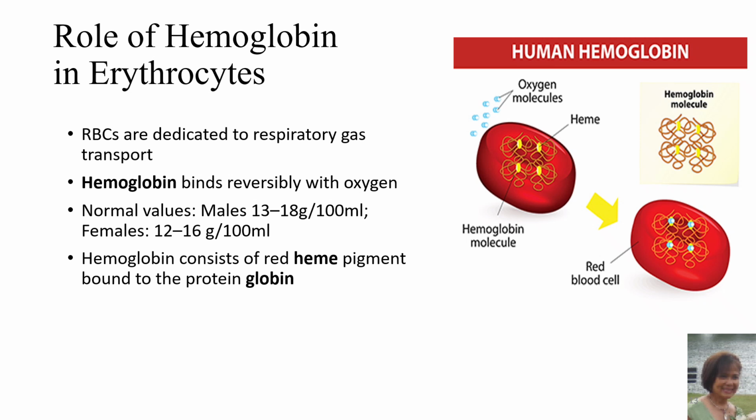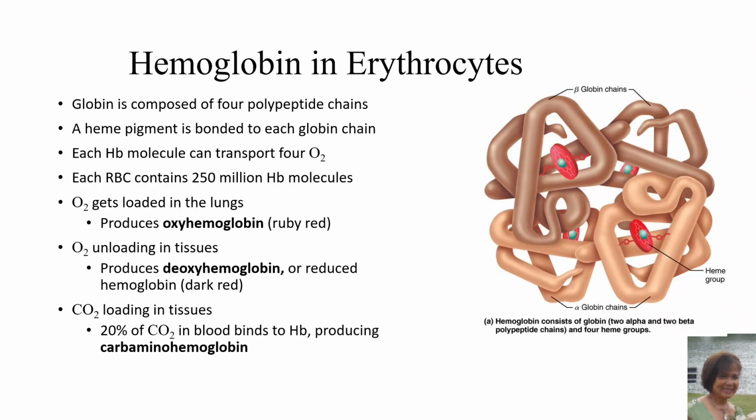So the normal values of hemoglobin, again, would be different between male and female. Males would have 13 to 18 grams per 100 ml of blood, and females will have 12 to 16 grams per 100 ml of blood. And that's only the hemoglobin, right? The hemoglobin consists of the red heme pigment that is bound to a protein which you call globin.